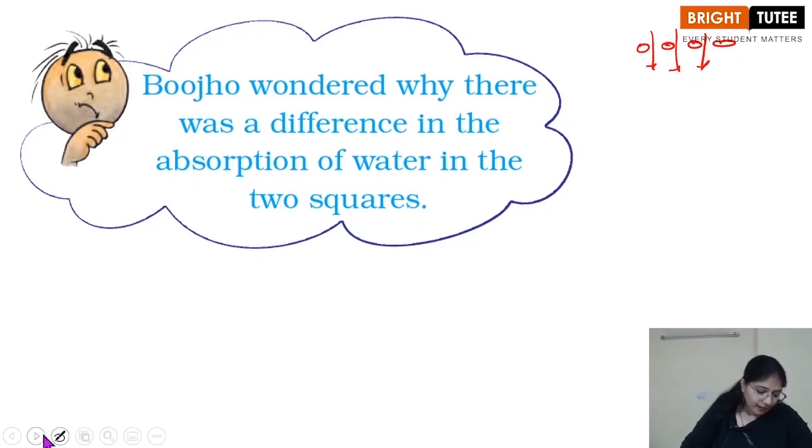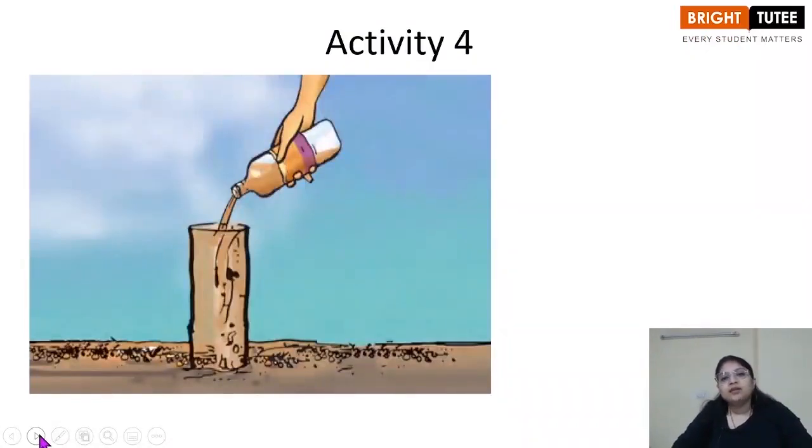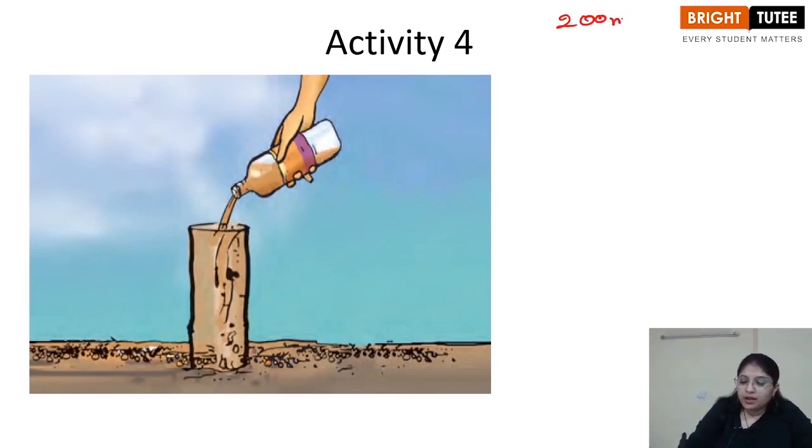Right? So what is the activity? In this activity, you will need some things. First of all, you will need a measuring cylinder or a 200 ml bottle in which you will measure 200 ml water. Now you can group your teams.